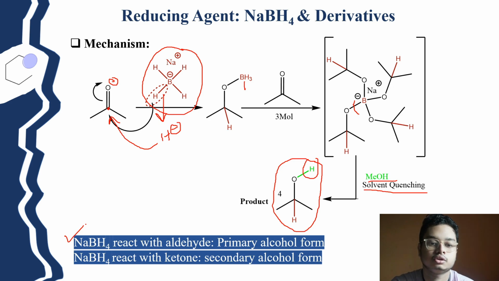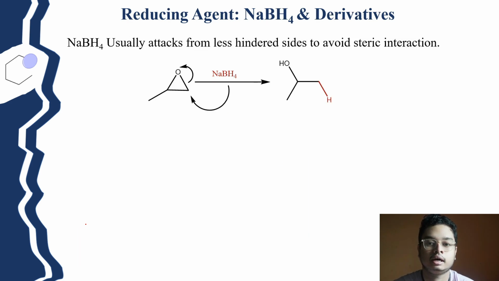Okay, so now let us talk about the general trend of NaBH4 based reactions. NaBH4 usually attacks from the less hindered side to avoid steric interaction. As an example, here is a clean reaction of epoxide opening. So NaBH4 generates this hydride, that is H minus, and this H minus will attack this particular center because there is the possibility of these two centers.